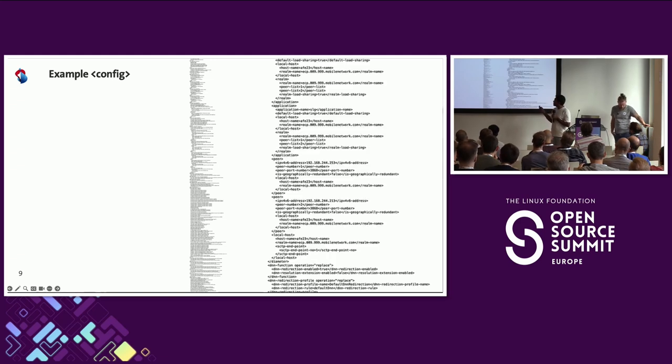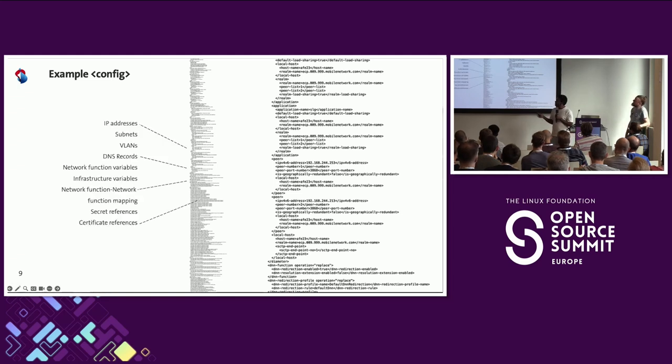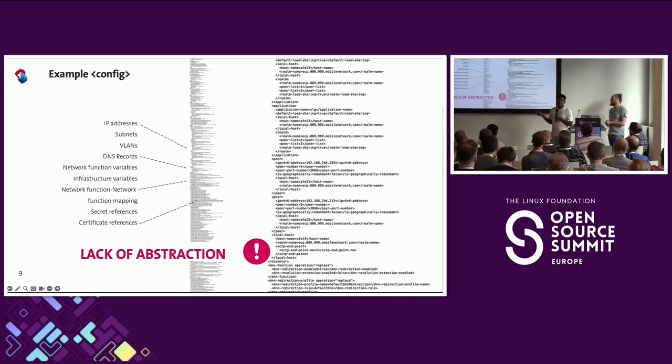And if you zoom in a bit on this, you see there's a lot of IP addresses, VLANs, DNS records, certificate references, and you name it. So the problem here is we have a lack of abstraction on the configurations. The users need to statically define the IP addresses, DNS records, VLAN IDs, and also interdependent config parameters and such, which make our lives super hard. And it's also not much of a fun thing to manage in the end.